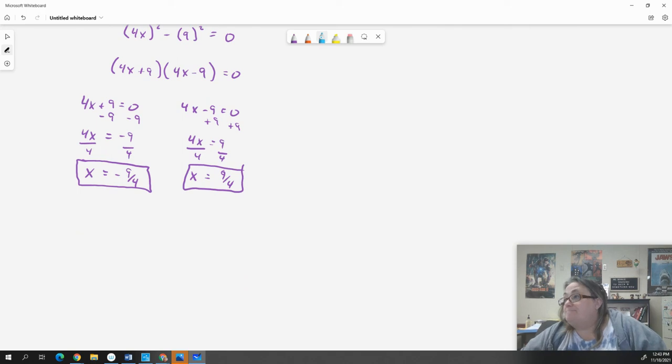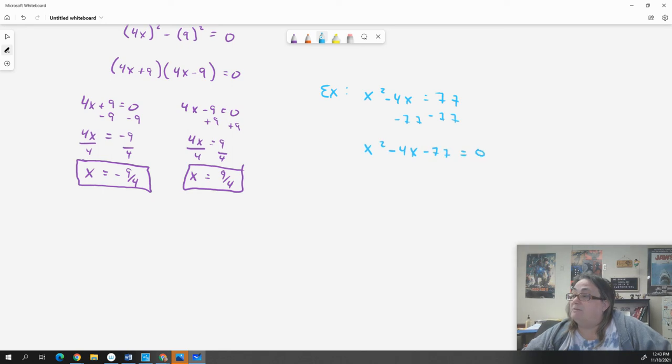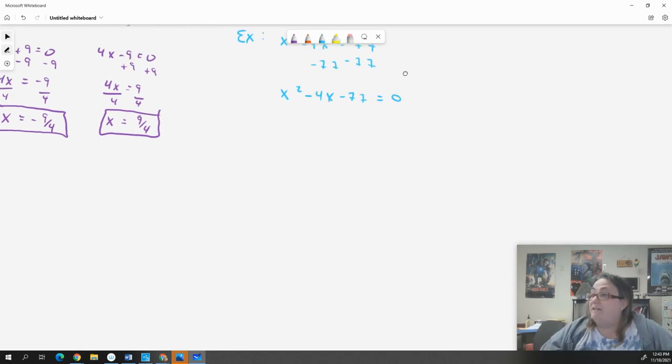Let's look at if I have x squared minus 4x equals 77. So the first thing that we need to do is move this 77 over, right? We have to have this set equal to 0. We're just going to subtract 77 from both sides and reset the problem as x squared minus 4x minus 77 equals 0. And then we're going to go through the motion of finding those factors again.